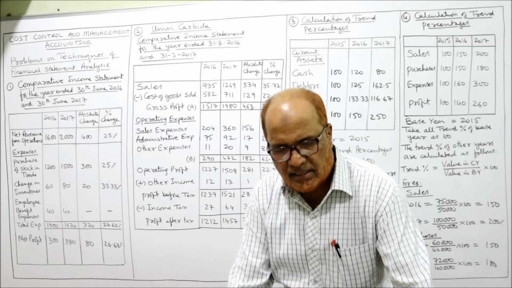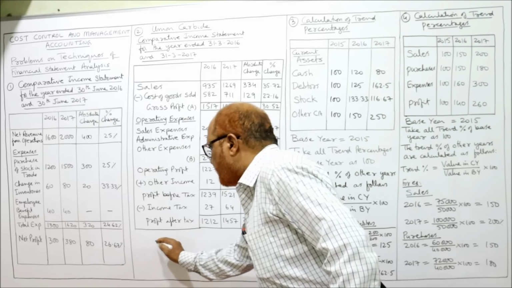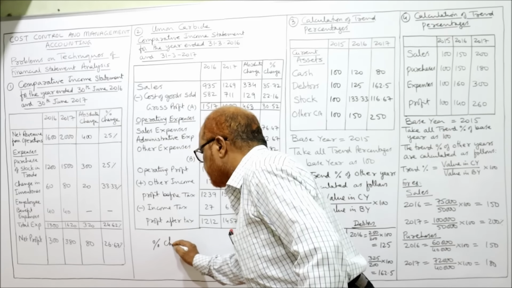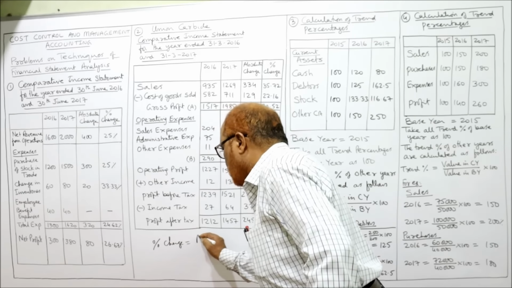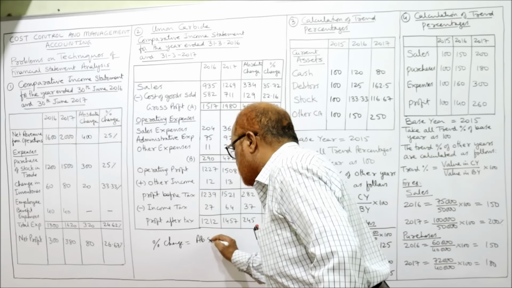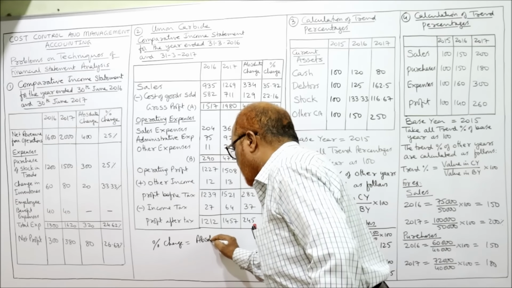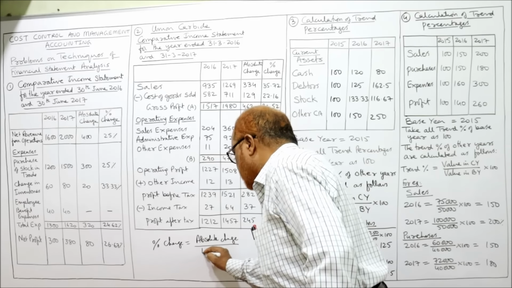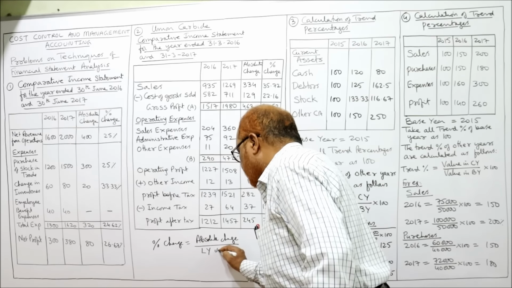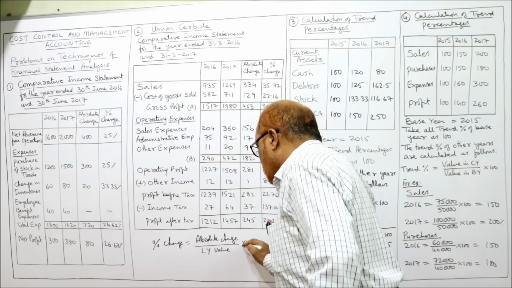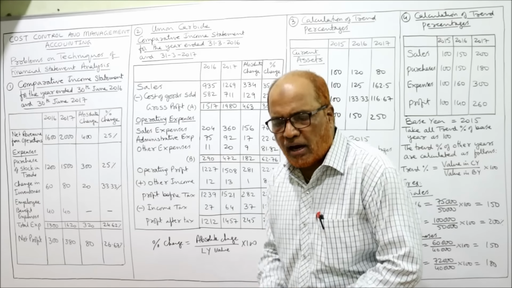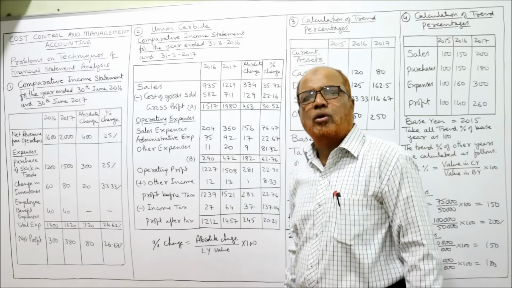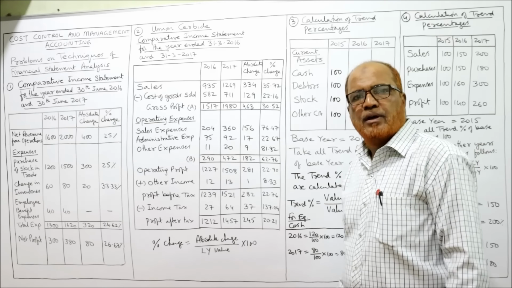Remember the formula for percentage change, I am writing here. Percentage change is equal to absolute change divided by last year's value into 100. This formula we apply in order to find out percentage change.